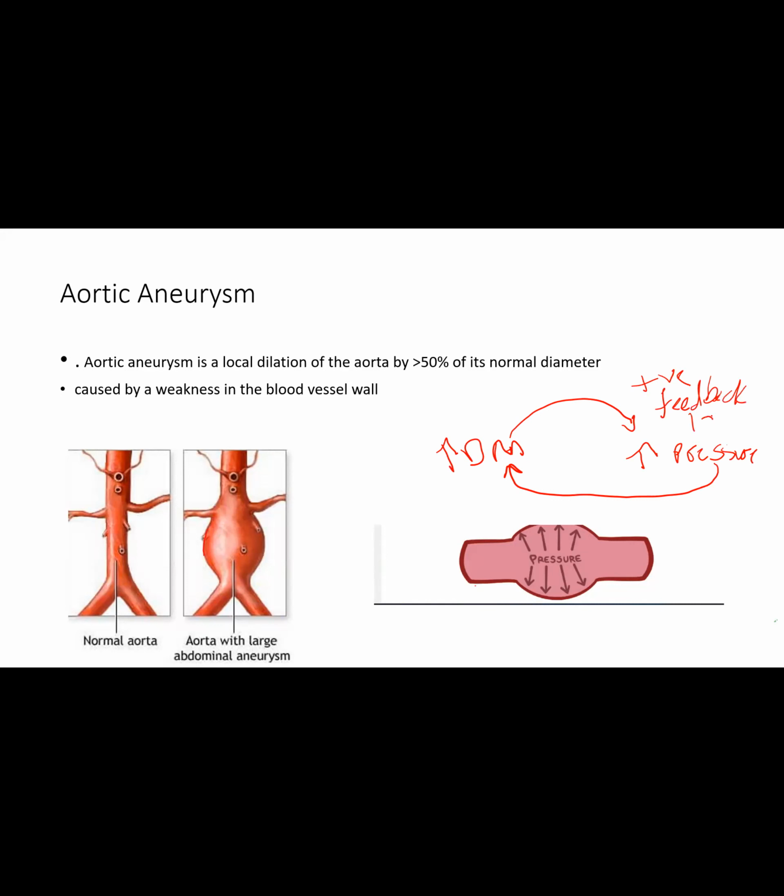It's like a positive feedback loop. So if there's an increase in the diameter of the aorta, the segment, the region, it causes increased pressure, right? It also increases the pressure in this region, and the increased pressure in turn causes a further increase in the diameter of the aorta, and this is how it continues, like in a positive feedback loop.